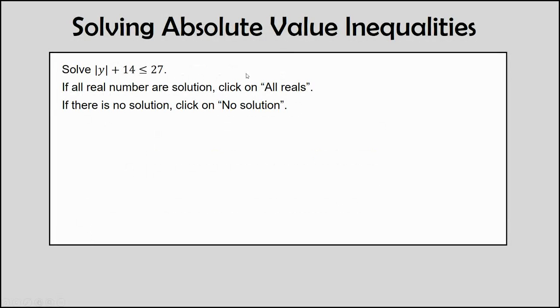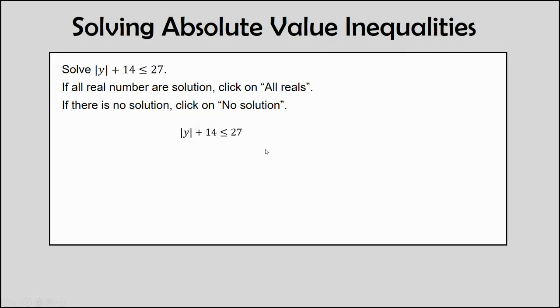All right. Now, next style of question looks like this. It's a little bit more complicated. You can see I have absolute value y plus 14 less than or equal to 27. So we got this addition of 14 to the left side of my inequality. And then the directions are going to say this: if all real numbers are the solution, then click all reals. If there's no solution, click no solution.